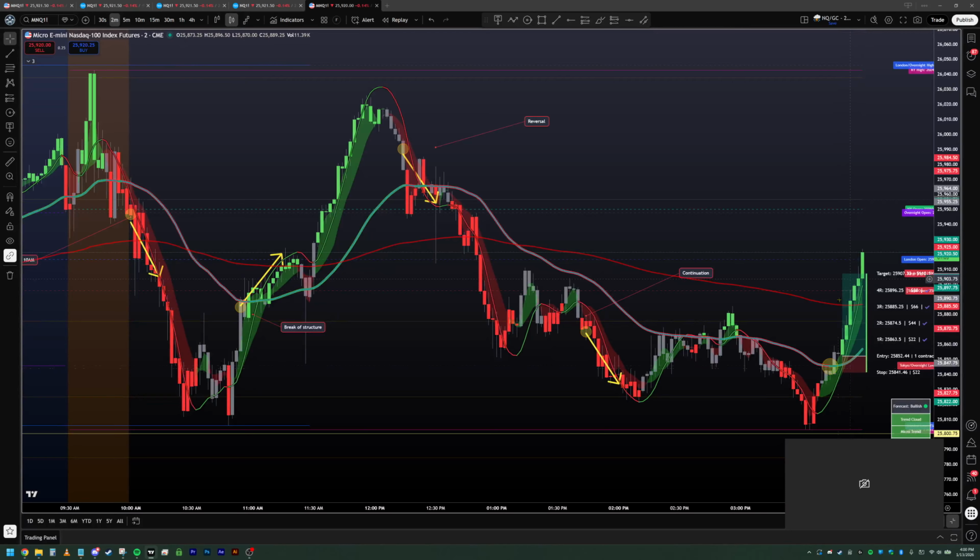I don't need to be repetitive, but that's how this works, right? So if you can get into the habit of looking at it from the 15 first, then use the 5 to confirm the structure, then use the 2 for your actual entry, you'll be in a much better place.